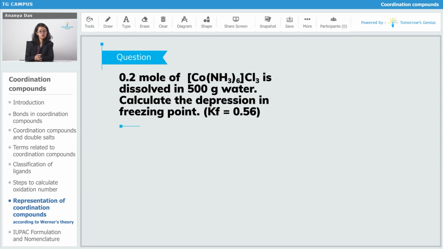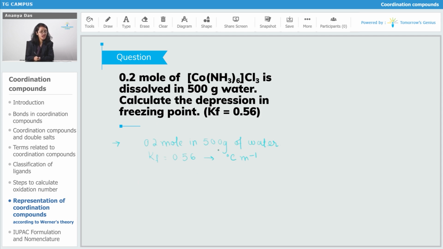Now the second question is a numerical type question. It states that 0.2 mole of this complex is dissolved in 500 gram of water, and you need to calculate the depression in freezing point, and Kf is given as 0.56. The Kf has units, which are not given in this case. It's either in Kelvin or in degree centigrade, and depending on the units of Kf, you get your answer. So let's assume that in this case Kf has units of degree centigrade per molal, molal inverse, not meter.